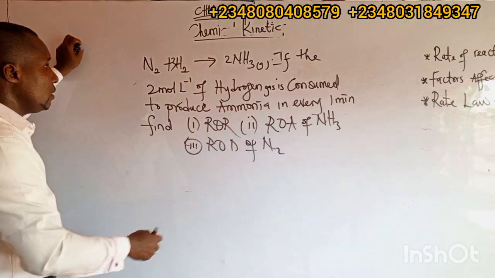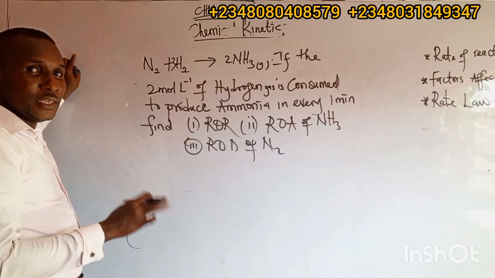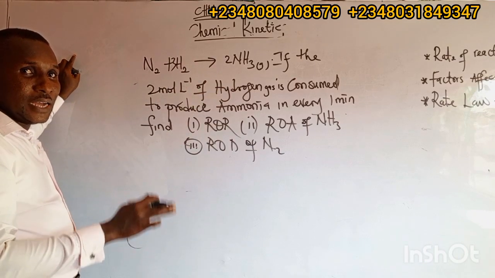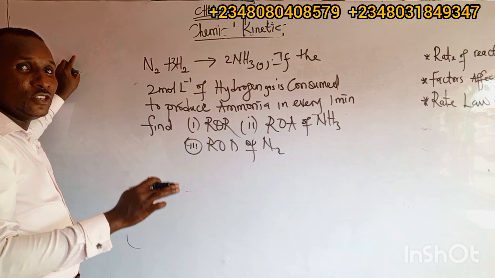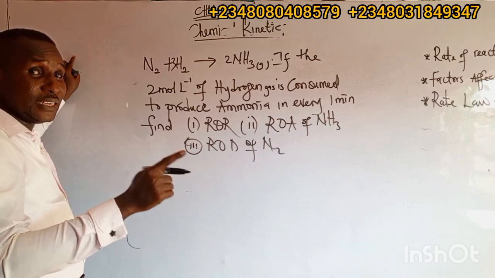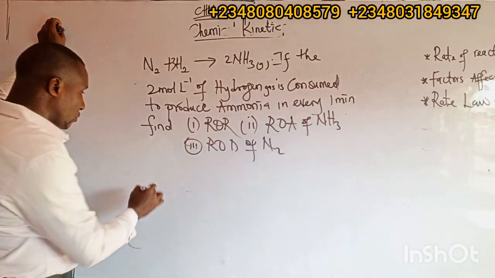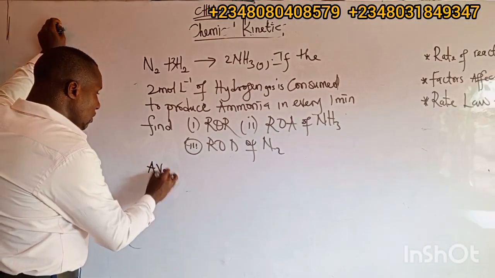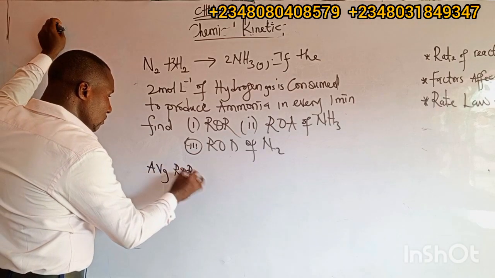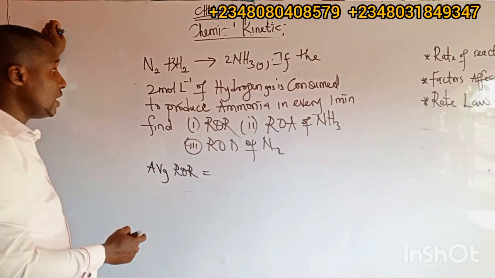Let's look at this. Before we find this, express this in terms of what? Rate of reaction, and in terms of what? Average rate of reaction, and in terms of what? Average rate of appearance and disappearance. Let me express this in terms of average rate of reaction. Average rate of reaction, that was the first thing. That's what they want to calculate. Rate of reaction, average rate of reaction.